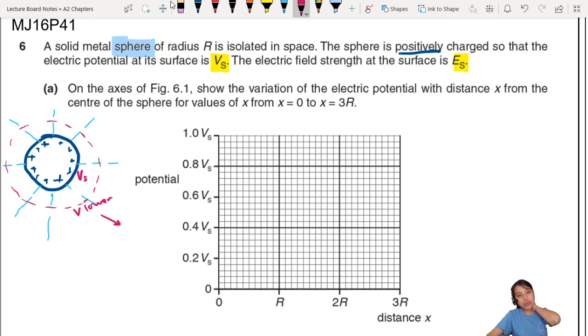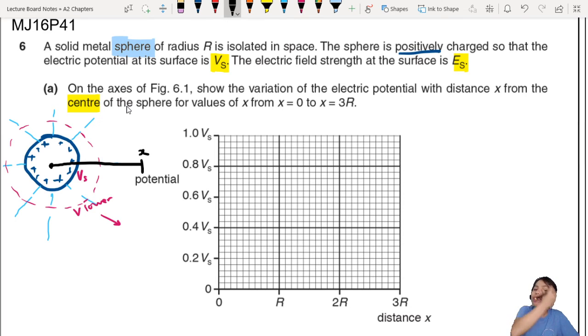Okay, so how are we going to draw the variation of electric potential with distance from the center of the sphere? Oh, must draw everywhere. From the center. So from this dot right in the middle, all the way out to some distance, I don't know, x. These are axes, 0 to x. How to draw? Where to start? Let's start from inside of the sphere. That's the easiest one. So I'm going to plot some points, key points.